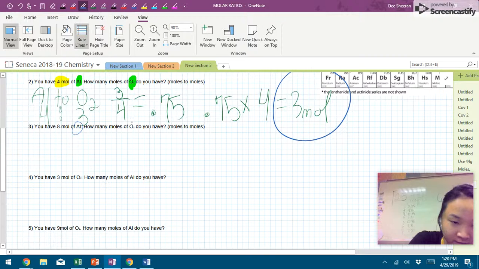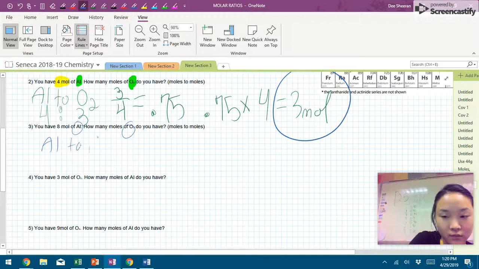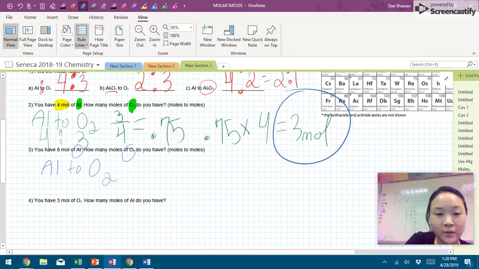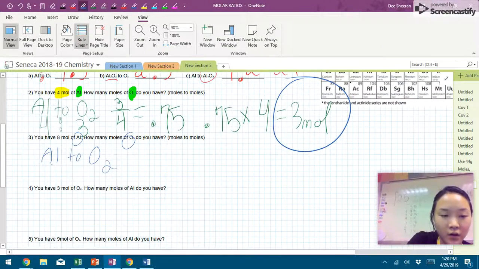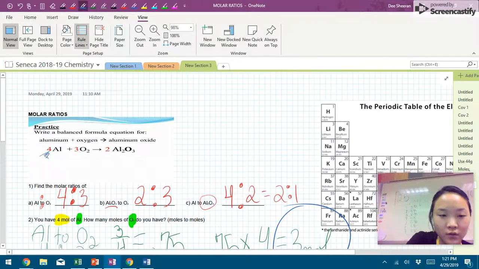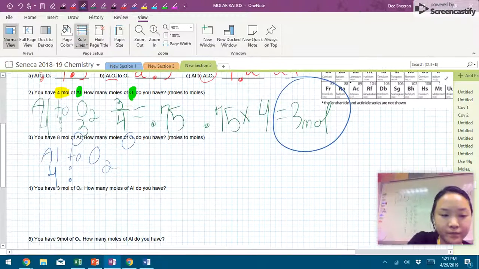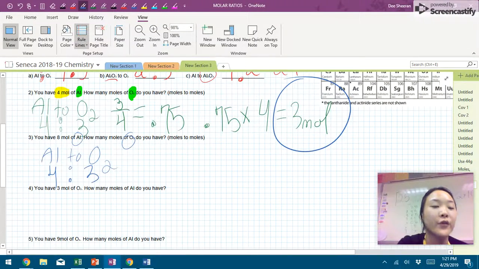find your ratio. So we have Al to O2. So Al has the value of what? Let's go back up. So you have 4. O2 has the value of 3. Okay? So 4:3 is our ratio, just like in the previous problem, actually.